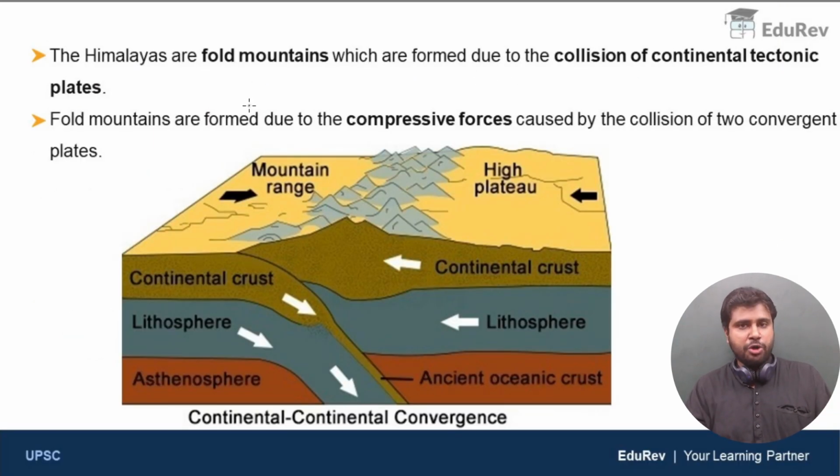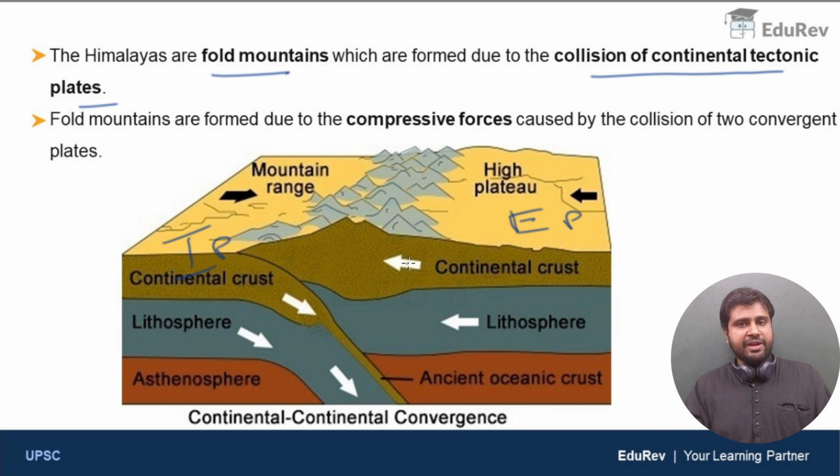Now, Himalayas are fold mountains which are formed due to the collision of continental tectonic plates. So we know that Himalayas formed when the Indian plate collided with the Eurasian plate, and both the Indian plate and the Eurasian plate are continental plates. In the previous video, we discussed that tectonic plates are of two types. They can have continental crust or oceanic crust. Now, in our case, the Eurasian plate and the Indian plate both have continental crust. So just look at this image. Imagine this to be the Indian plate and this is the Eurasian plate.